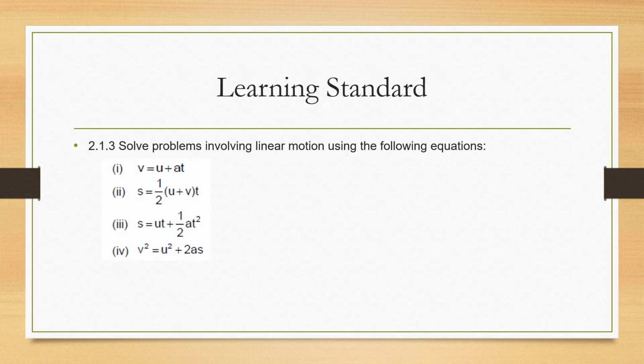So as I mentioned in the title of my presentation, my learning standard is 2.1.3, which is to solve problems involving linear motion using the following equations. We have four equations. The first one is v equals u plus at, and the second one is s equals half (u plus v) t. The third one is s equals ut plus half at squared, and the last one is v squared equals u squared plus 2as.